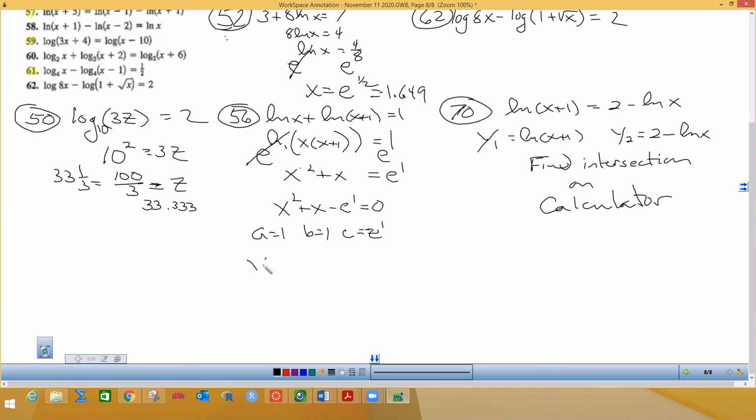However, I think that's harder. So I'm going to do this like we're going to do number 70 here in a minute. I'm going to let y1 be x squared plus x, this side right here is my y1, and I'm going to let y2 be e to the first power. And then I'm going to put those in my calculator, and I'm going to show you that. And I'm going to graph those 2 things.